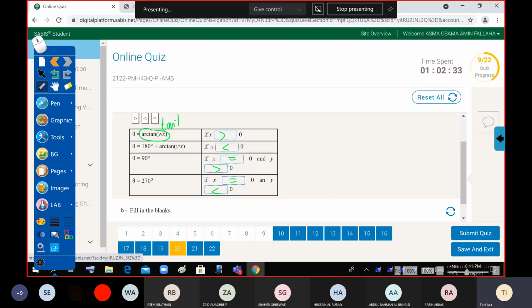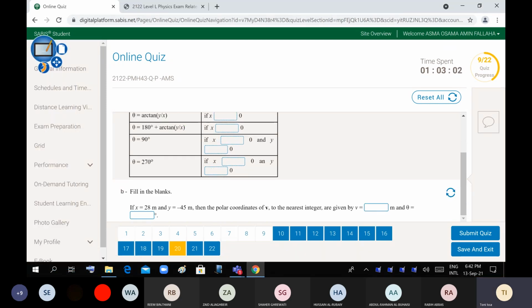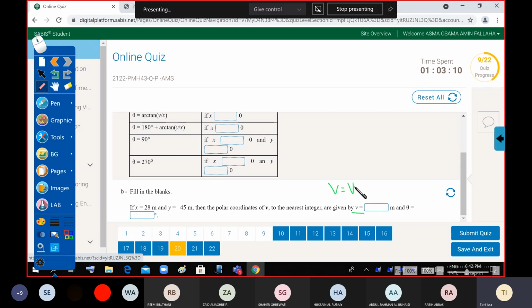This is from the book. You can easily get these. Fill in the blanks: if x is 28 and y is negative 45, then the polar coordinates are. How can I find v? To find v, it's the magnitude. So it will be the square root of 28 squared plus negative 45, all of it squared. Put the minus sign in to avoid confusion. It will always be x and y, both of them squared, so positive.